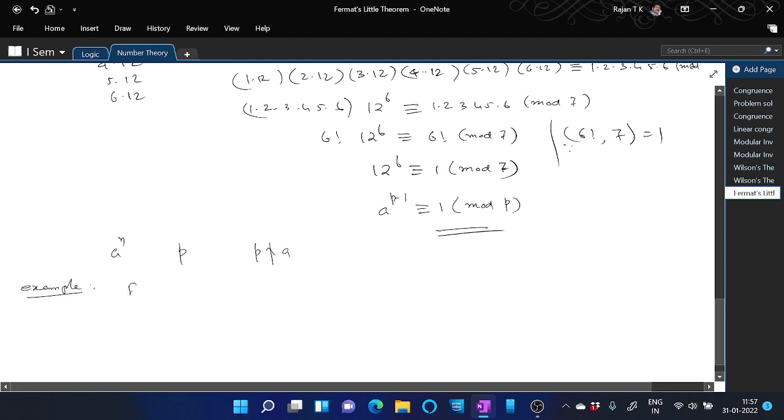Find the remainder when 29 raised to 24 raised to 1947 is divided by 70.